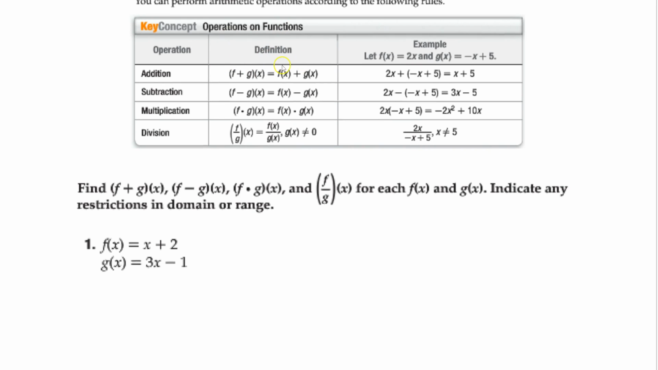So you can add two functions, right? If they want you to add a function, they'll give you this symbol, f plus g of x. This means add f and g. And they show the example right here, f of x equals this, g of x equals that. Hey, they want you to add them, just add them up.